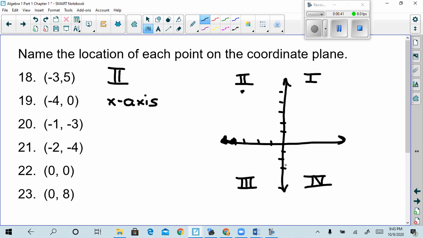-1, -3, quadrant 3. No, that's wrong. Oh no, that's right, I'm sorry. -2, -4 would also be in quadrant 3. 0, 0, where is that located? At the origin.